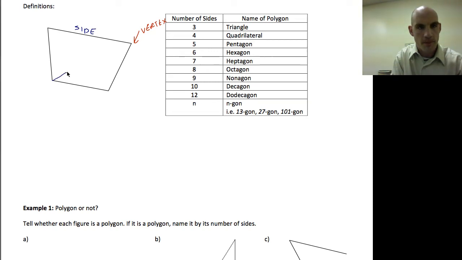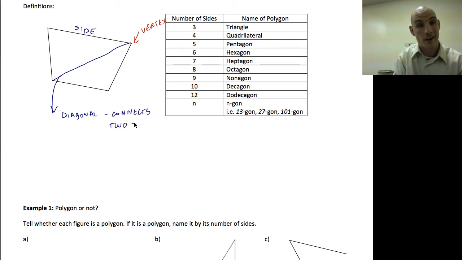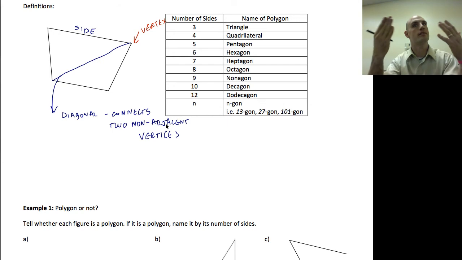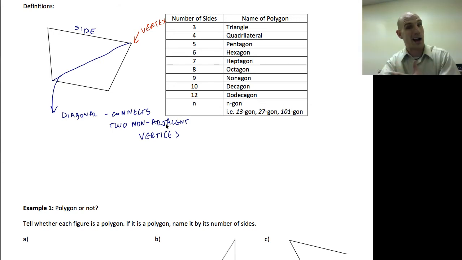And if we draw some of these interior lines, this is called a diagonal, and it connects two non-adjacent vertices. Okay, it has to be non-adjacent because if two consecutive vertices were connected, that would just be a side. So that's a diagonal. Okay, and so that's the basic gist of polygons.